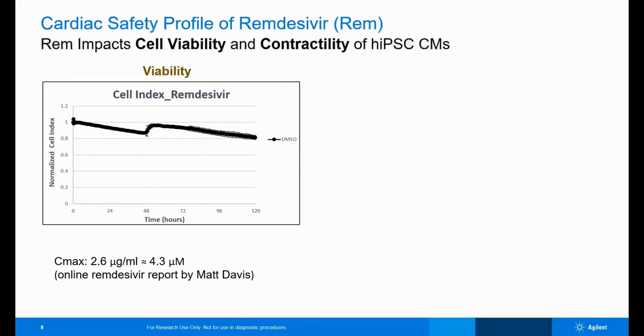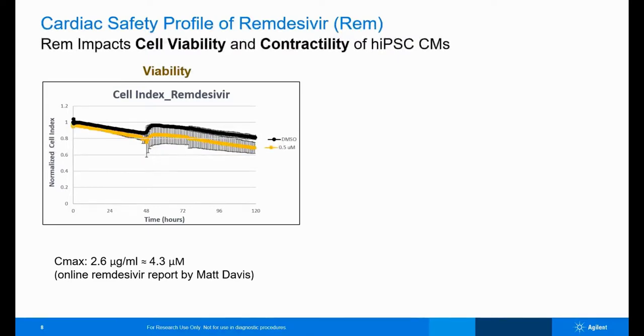Now let's look at the cardiac safety profile of remdesivir. First, I want to focus on the normalized cell index. As Brandon discussed in his talk, the time course of normalized cell index reflects the changes of cell attachment and variability.